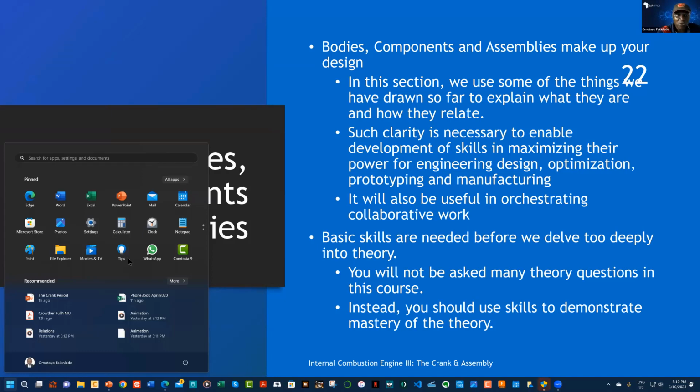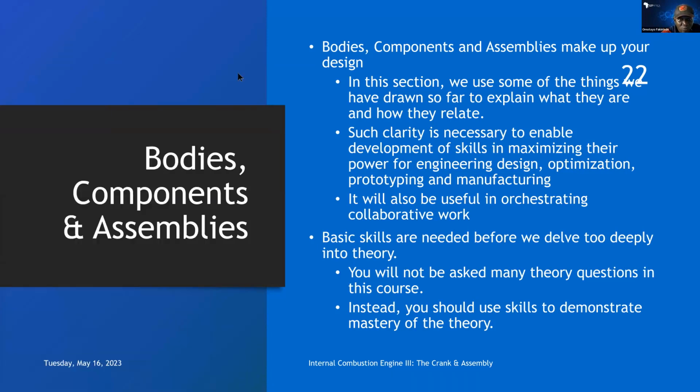Now, at this point, we want to discuss again bodies, what are components, what are assemblies. All these things make up your design. In this section, we will use some of the things we have done, some of the things we have actually produced, to explain what bodies, components, and assemblies are and how they relate. We are now in the theory of the design.